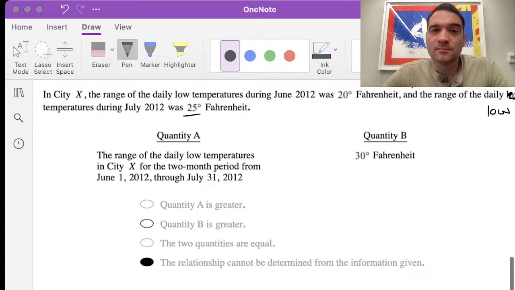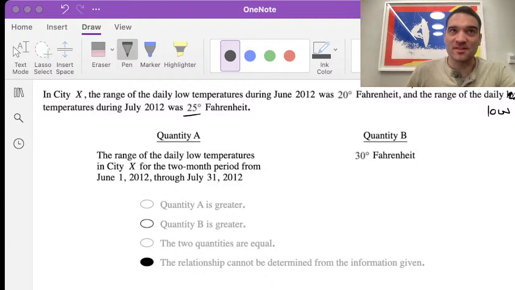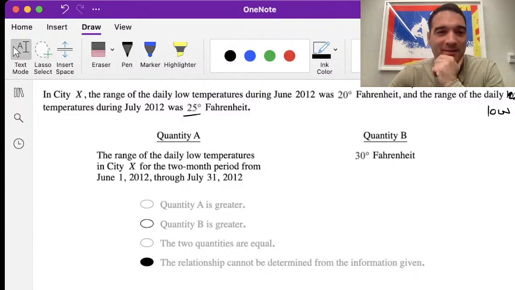So going down to this one here, we got a range of temperatures. What's the definition of range when we're dealing with a set of numbers? Skip this one. Great. I'll come back to this at the end.